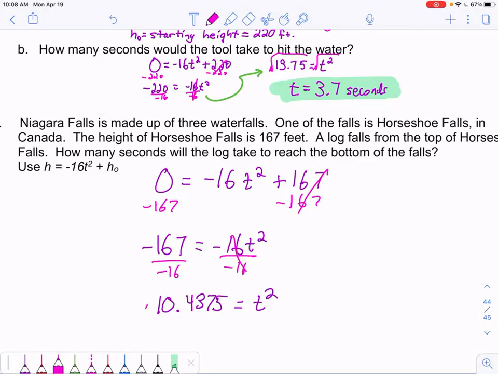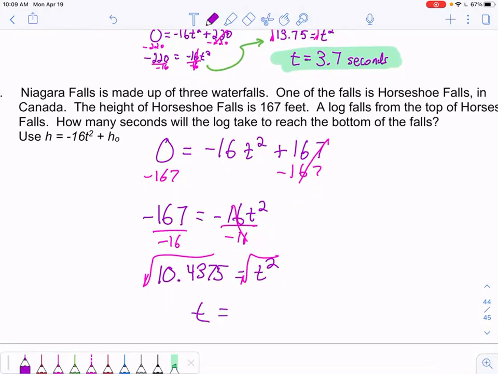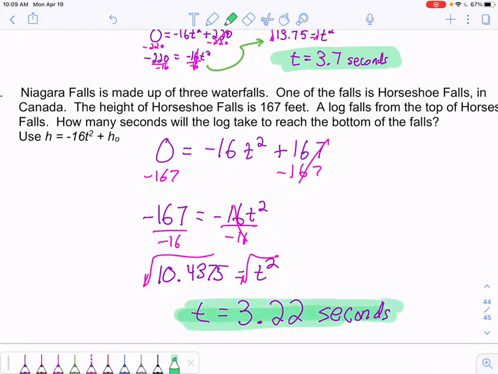The next step is taking the square root of both sides. And then Jason, what did you get when you took the square root of this? 3.22. And then what is that in? Seconds. So that's it for the word problem. Any questions on those word problems?